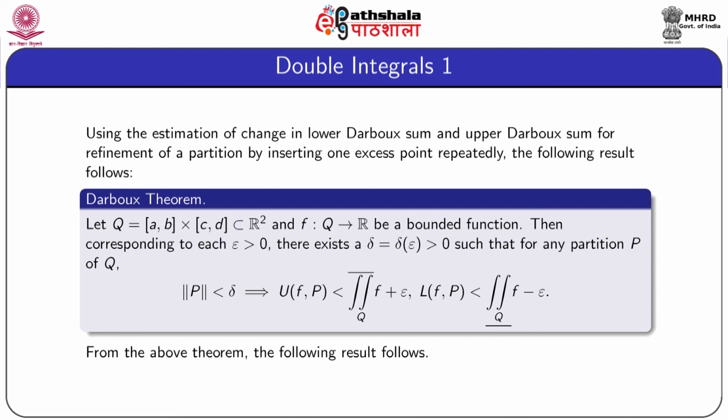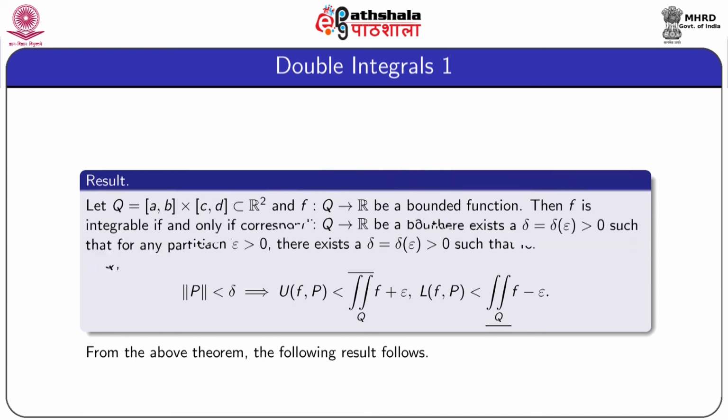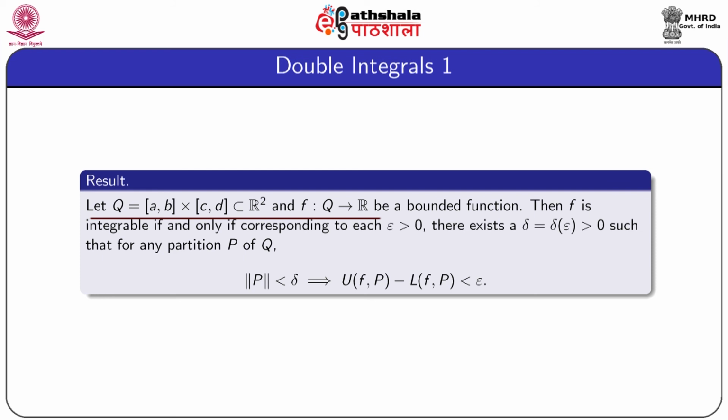From the above theorem, the following result follows. Result: let Q equal to [a,b] cross [c,d] and f from Q to R be a bounded function. Then f is integrable if and only if corresponding to each epsilon there exists a delta such that for any partition P of Q, norm P less than delta implies U(f,P) minus L(f,P) less than epsilon.